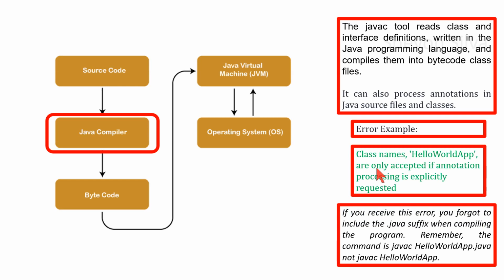As an example for error, you can see class names helloworldapp are only accepted if annotation processing is explicitly requested. If you receive this error, you forgot to include the .java suffix when compiling the program. Remember, the Java command is javac helloworldapp.java, not javac helloworldapp.